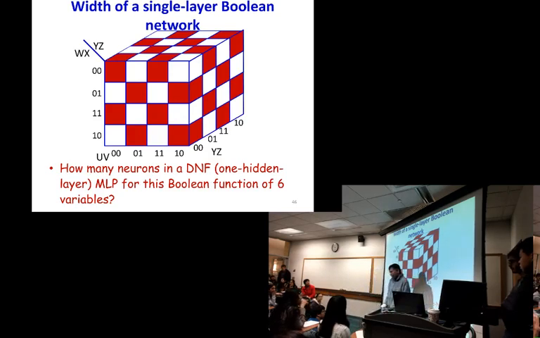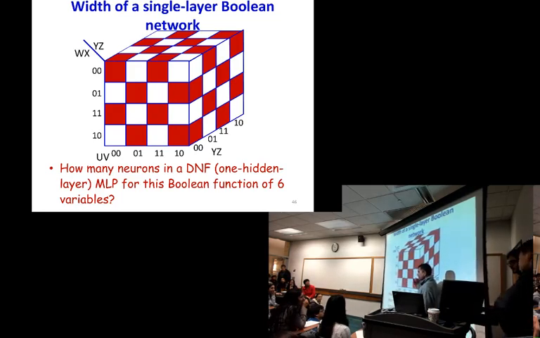Where do you get 49 from? No. There's 6 variables. This has 64 boxes, right? 16 times 4. Half of them are black. So it's going to be 32. Right? Plus the output.